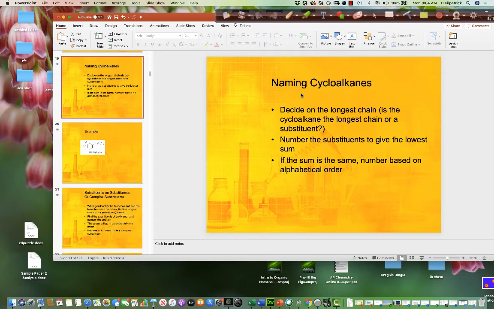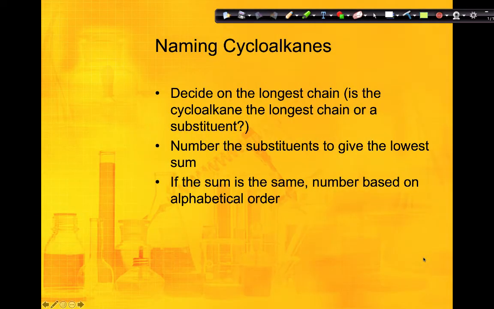Okay, so this one will be very short. We're just going to go over how to name cycloalkanes, and then we're going to talk about what happens when you have branches on branches. So when you have a cycloalkane, that means that you have something that's not just in a chain, it's in a ring. So something like this would be a ring. So how do you name something like this?